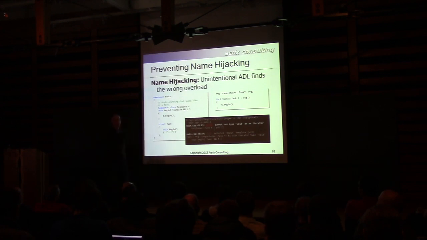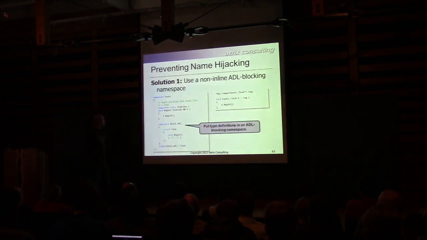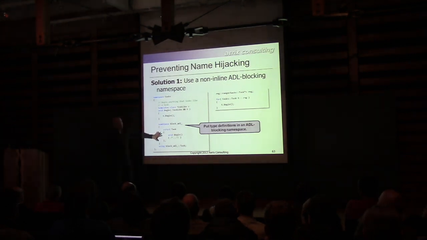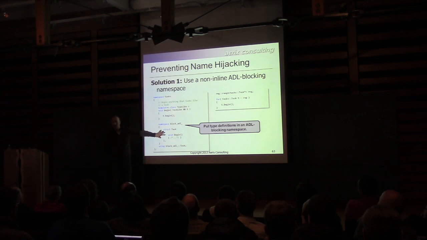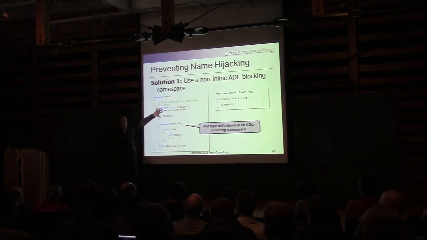Any other questions about name hijacking? No? Okay. So what do we do about this? One solution is to put all of your types in ADL blocking namespaces and export them using a using declaration. Okay? If the type is not in the same namespace as the function, then the function won't be found by ADL, I think. I tried this. It works.